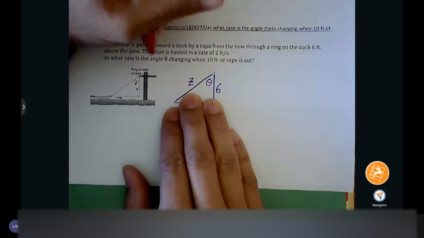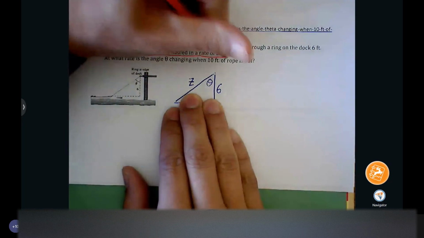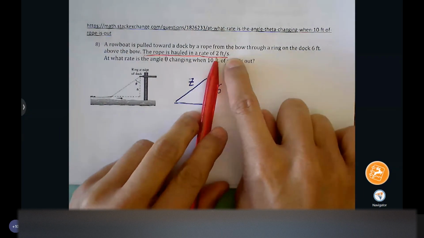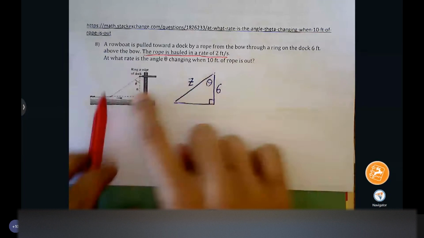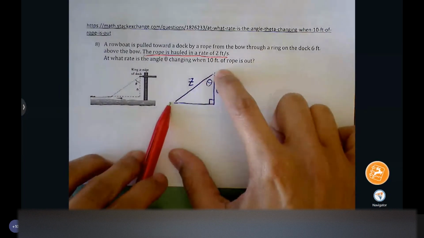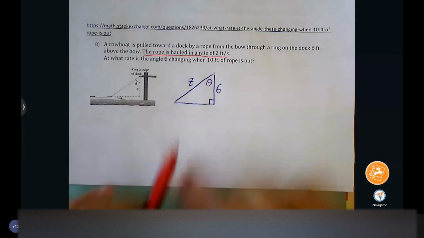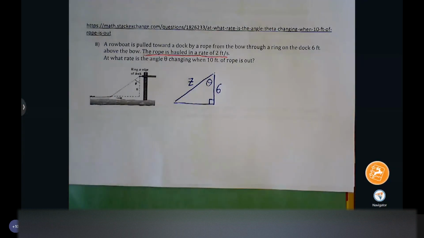Okay, what did you assign this to be? The rope is hauled in at a rate of 2 feet per second. So positive or negative? Good, negative, right? As the boat gets dragged in closer, this rope is getting shorter. Okay, which trig function did you choose? Cosine, yeah. All right, finish up the problem here.